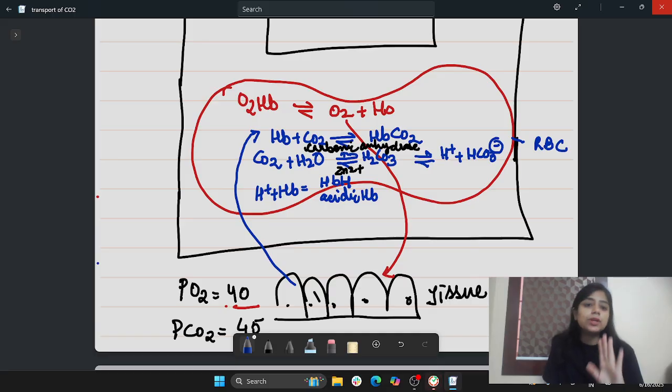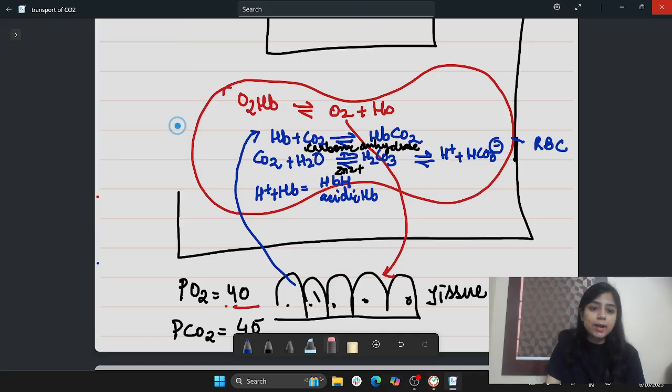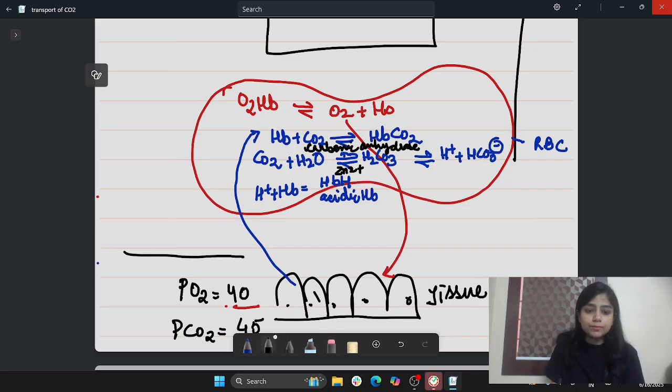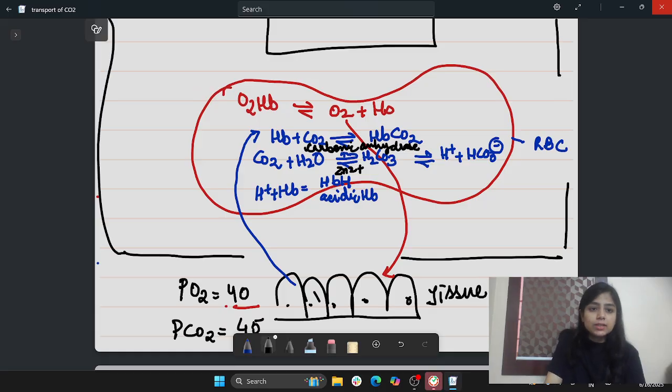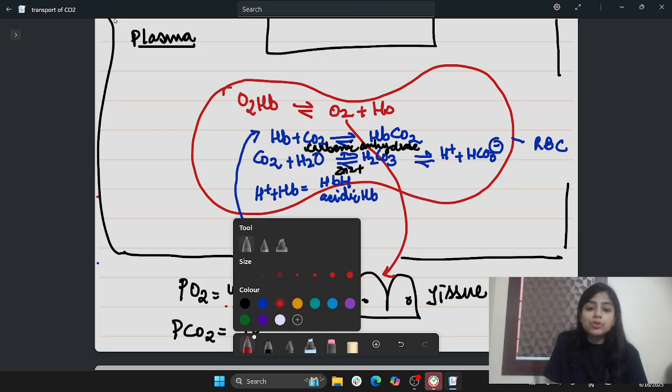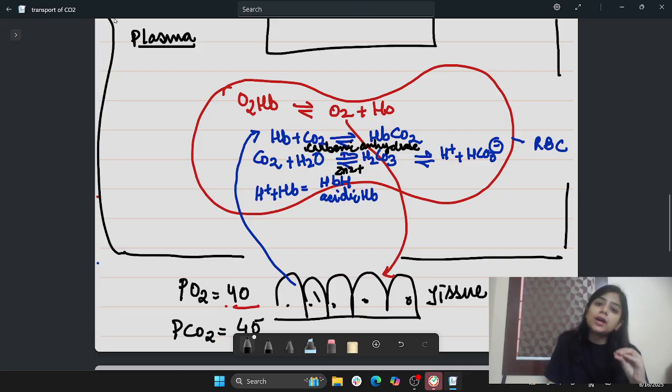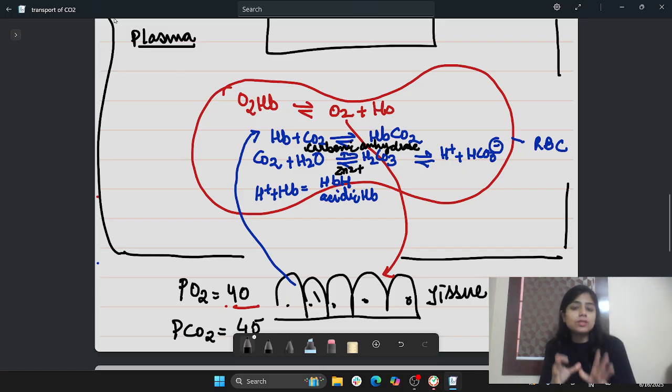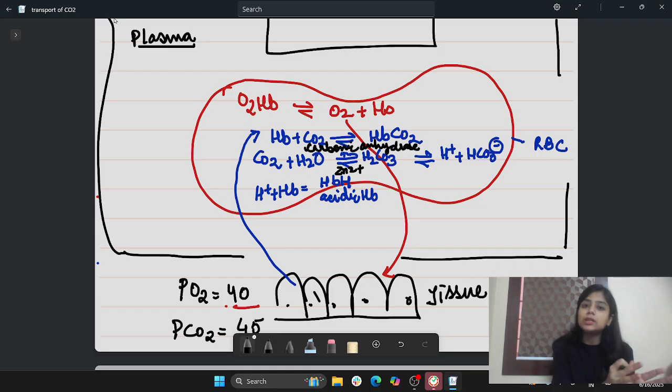Fine. Now, student, what you need to know here, suppose I'm just deleting this a little more. What we are seeing here, this is the plasma, right? Now, listen carefully. The carbonic anhydrase is present in large quantities inside the RBC. However, it is present in a small quantity in the plasma. That means carbonic anhydrase is present in larger quantity inside the RBC, however it is present in lesser amount in the plasma.